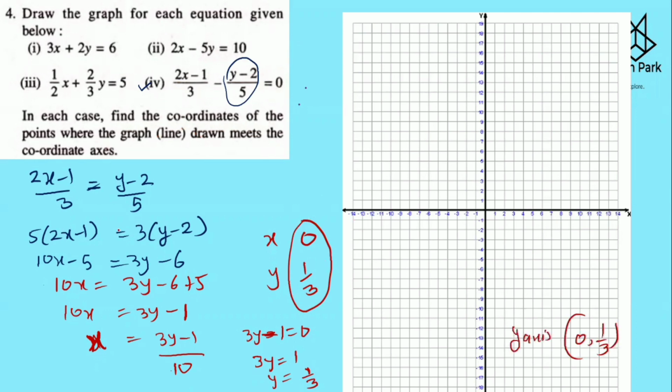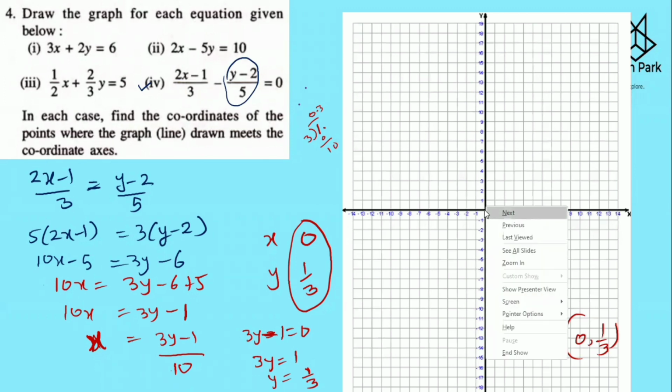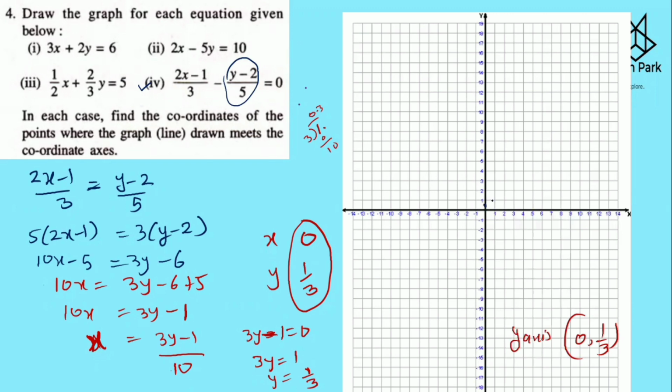Okay, now 1 by 3 is nothing but 0.33. So this point 0, 1 by 3, which is 0.33, is going to come somewhere very much here. So the point will be over here somewhere, 0, 1 by 3.